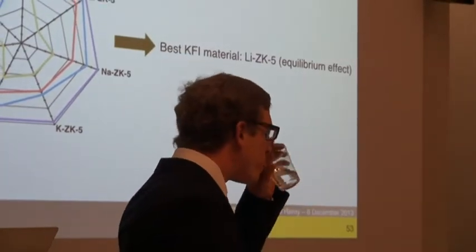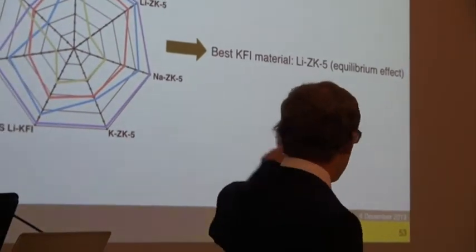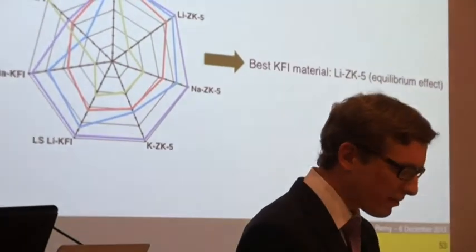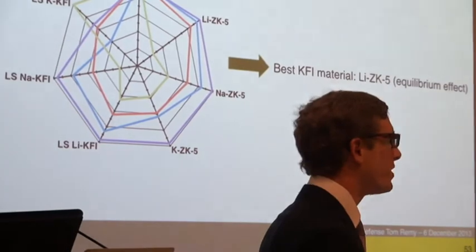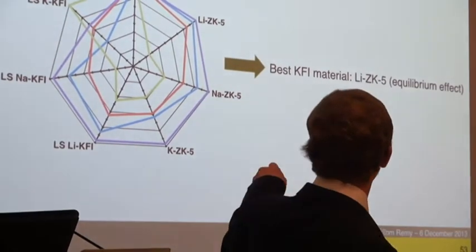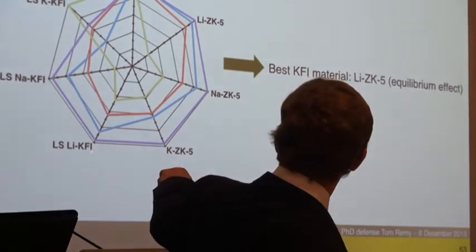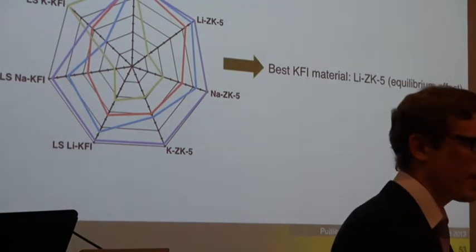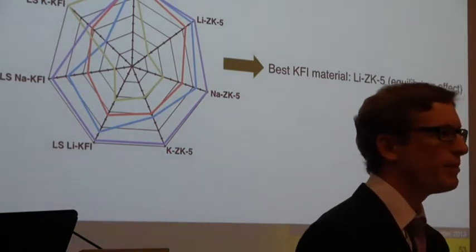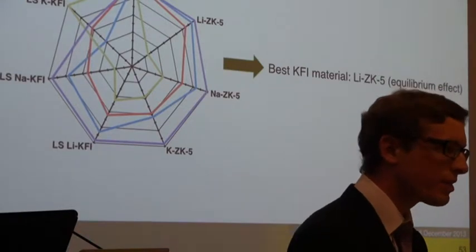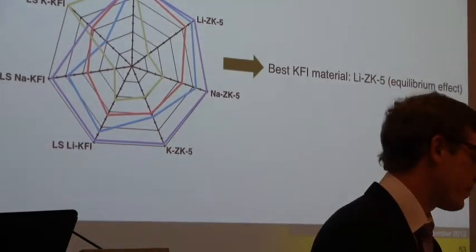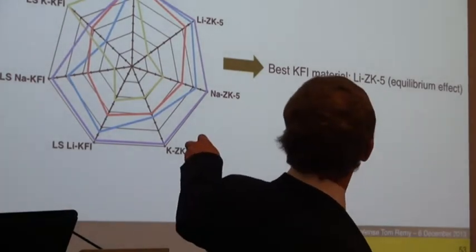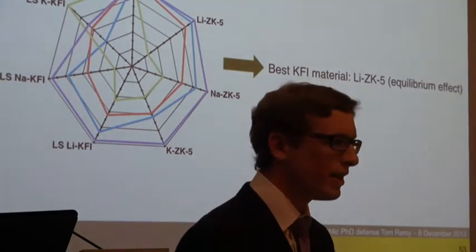So, I did a performance comparison based on working capacities, selectivities, and LUB, which is a measure for diffusion limitations. And from this graph, the outside is always the top one. So if you're near the outskirts, you're the best one. And from the chart, believe me, the best ZK5 form is lithium ZK5. And that's because the CO2 strongly interacts with the lithium. It's an equilibrium effect. However, if you look at the graph, you see that this material, 13X, which is the industry standard, is still better.